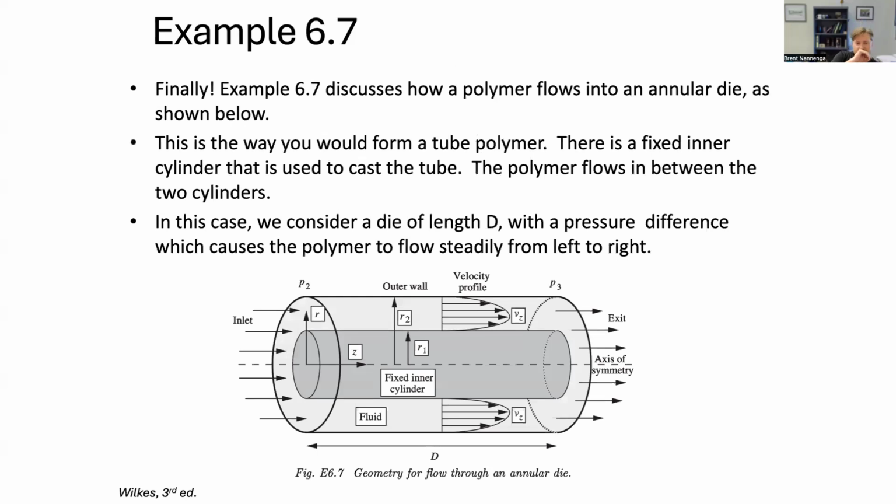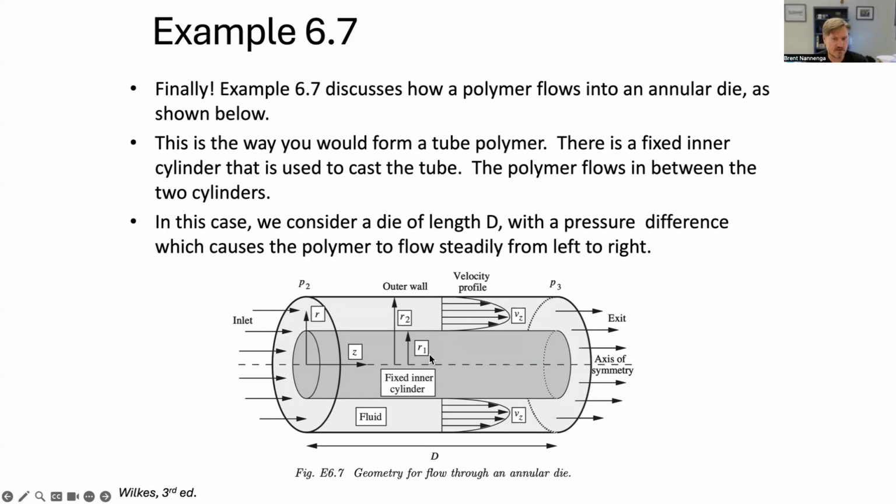So this is what we're going to simplify that die into, this diagram here. So this is how you'd form a tube of polymer. The polymer is going to be pushed through. There's going to be an outer pipe here, and then in the middle, you're going to have this fixed inner cylinder. So the fluid's going to be flowing around in this ring shape around the outside. And there's going to be a velocity profile sort of like this. You're going to have no slip here at the top, and then no slip here at the center of this ring here, the inner cylinder.